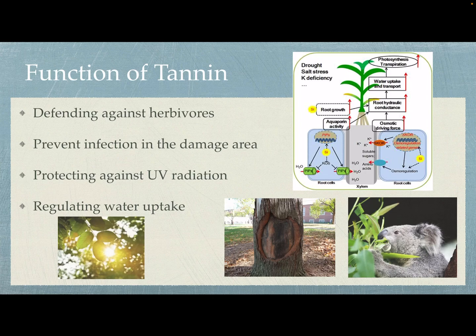Additionally, tannins protect trees against harmful UV radiation. They absorb and scatter UV light, which can damage DNA and other cellular components. This is particularly important for trees growing in areas with high levels of UV radiation, such as at high altitudes or near the equator. However, one of the most important functions of tannin is in the process of turning animal hides into leather.